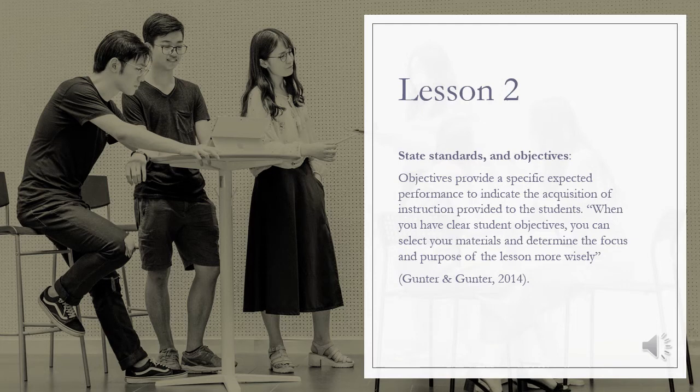Lesson 2, State Standards and Objectives. Objectives provide a specific expected performance to indicate the acquisition of instruction provided to the student. When you have a clear student objective, you can select your material and determine the focus and purpose of the lesson more wisely. That comes from Gunter and Gunter, 2024.